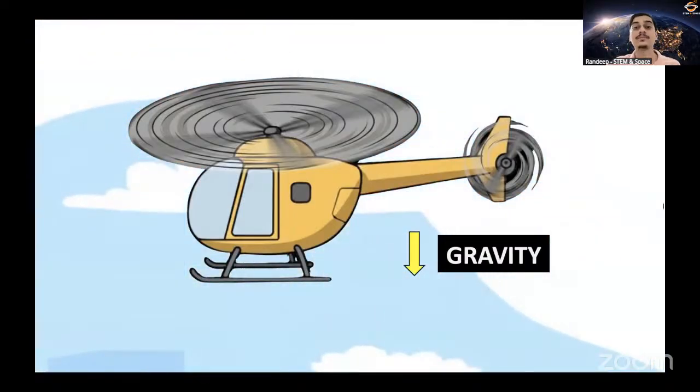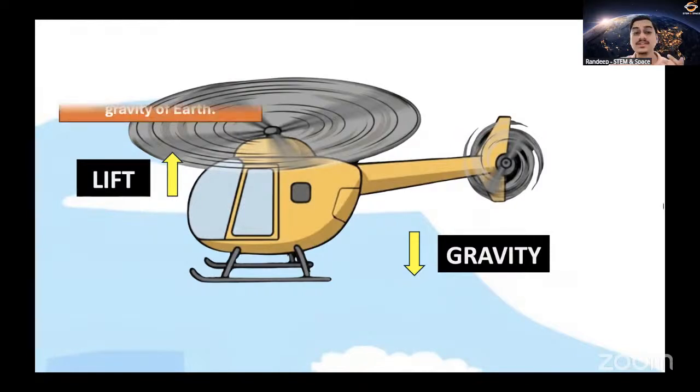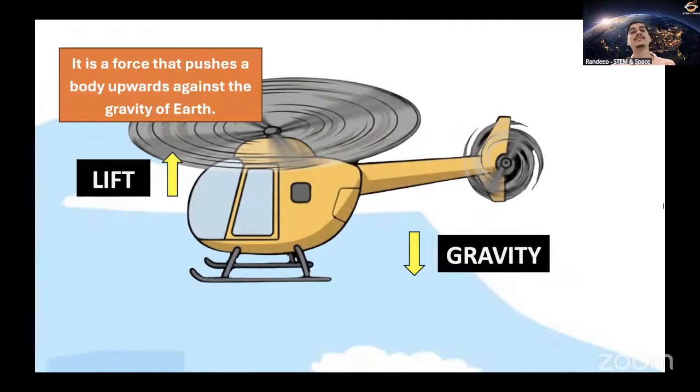That means the helicopter actually gets lifted up. And that's why the force is called as a lift, a force that is acting against the gravity. So it is a force that pushes a body upwards against the gravity of Earth. So that is what lift is. When the fans are moving, the air moves in such a way that there is a lift that gets generated. And the lift is able to carry the helicopter against that gravity.